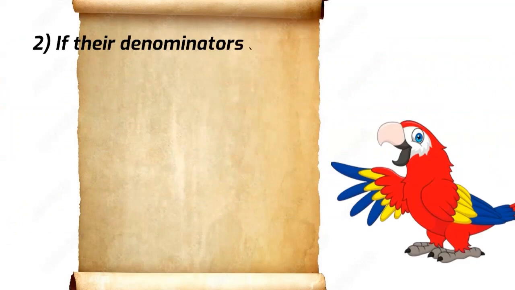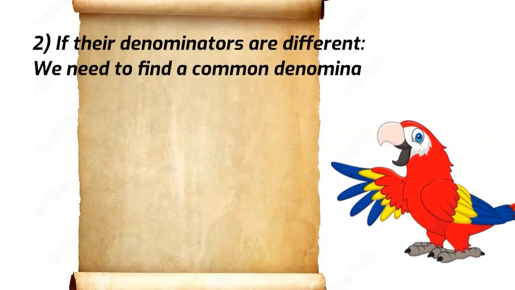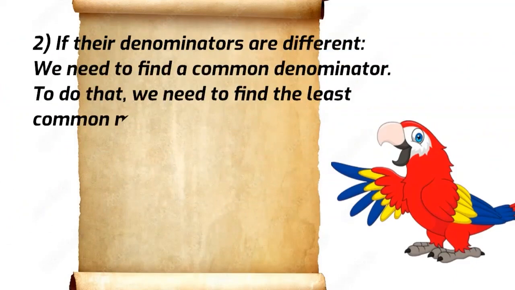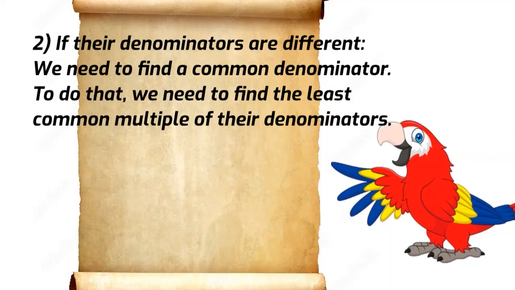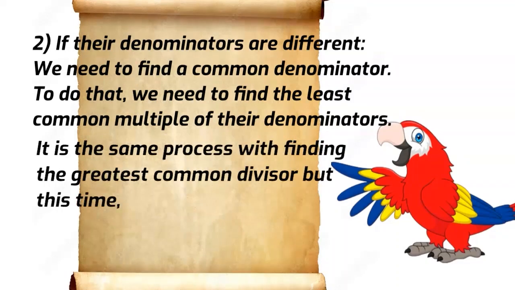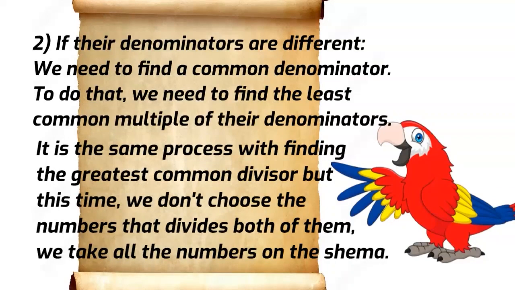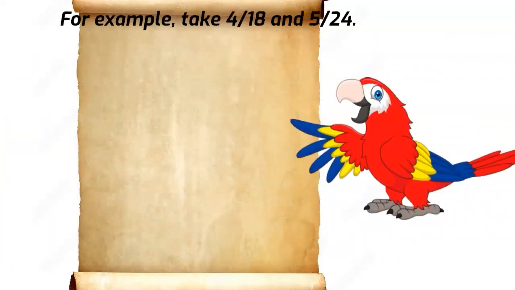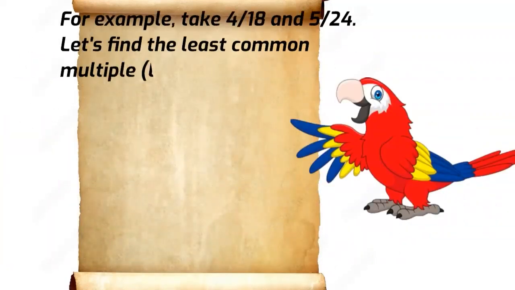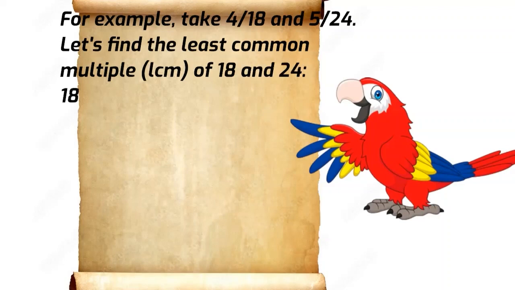If their denominators are different, we need to find a common denominator. To do that, we need to find the least common multiple of their denominators. It is the same process as finding the greatest common divisor, but this time, we don't choose only the numbers that divide both of them, we take all the numbers on the schema. For example, let's take 4 over 18 and 5 over 24. Let's find their least common multiple.